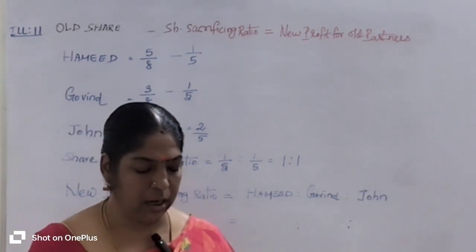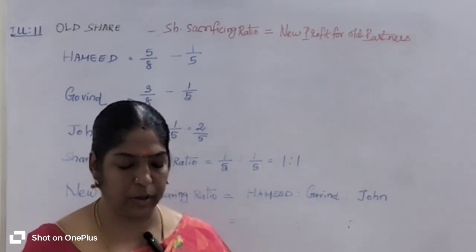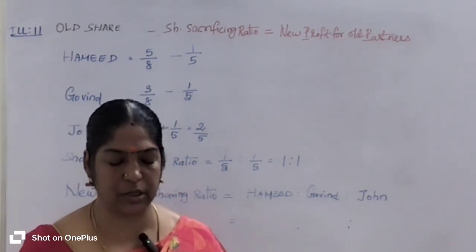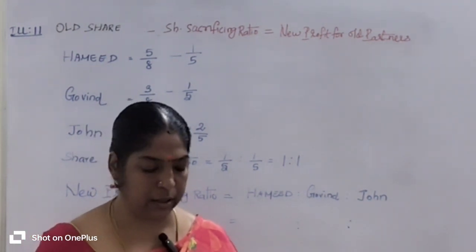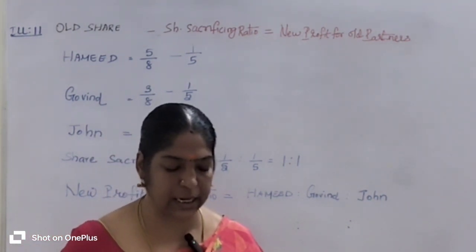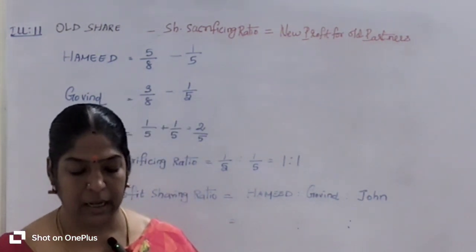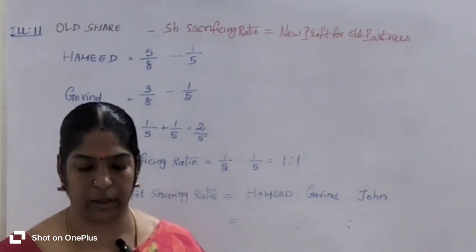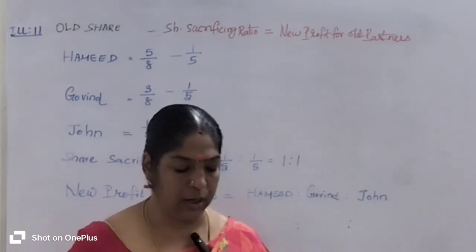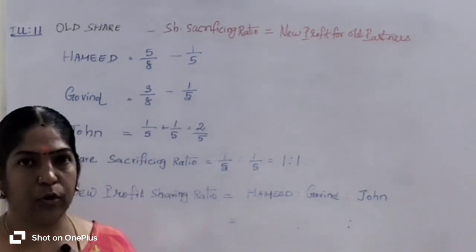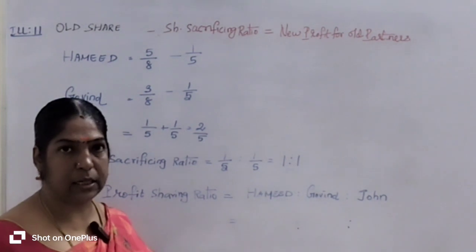Let's read the question. Amit and Govind are partners sharing profits and losses in the ratio of 5:3. They admit John as a partner. John acquires his share, 1/5 from Amit and 1/5 from Govind. Find out the new profit sharing ratio and sacrificing ratio.